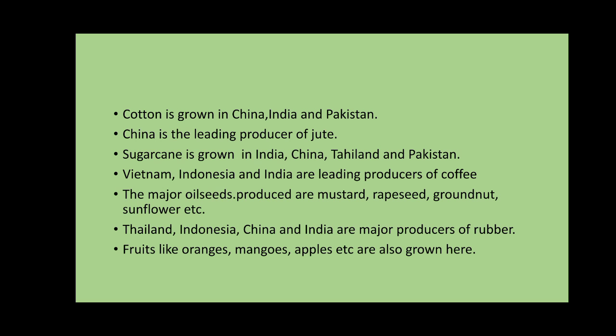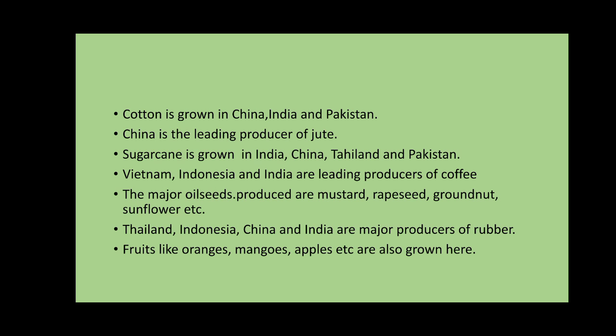Cotton is grown in China, India, and Pakistan. China is the leading producer of jute. Sugarcane is grown in India, China, Thailand, and Pakistan. Vietnam, Indonesia, and India are leading producers of coffee.